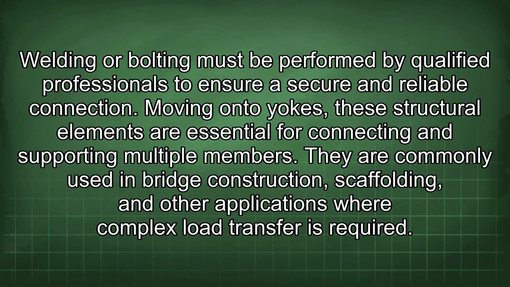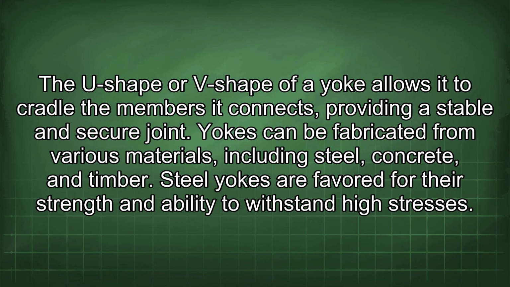Moving on to yokes, these structural elements are essential for connecting and supporting multiple members. They are commonly used in bridge construction, scaffolding, and other applications where complex load transfer is required. The U-shape or V-shape of a yoke allows it to cradle the members it connects, providing a stable and secure joint. Yokes can be fabricated from various materials, including steel, concrete, and timber.